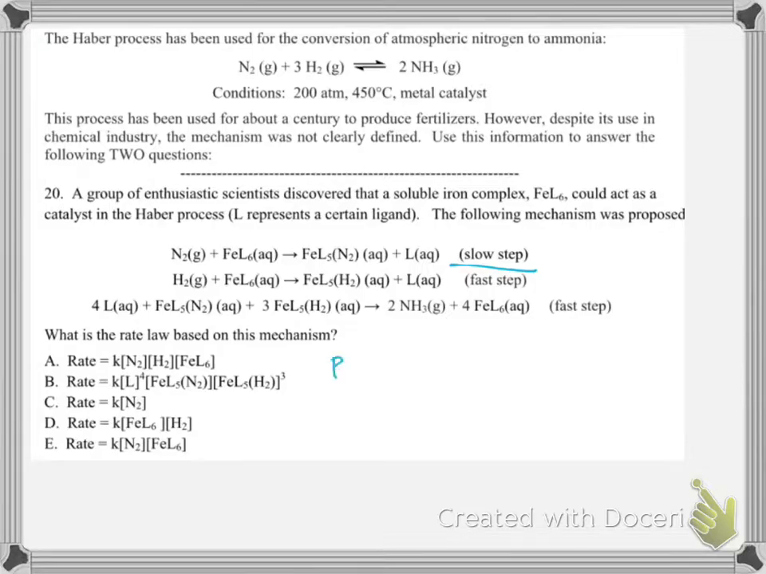We have rate is going to be equal to some k times the N2 concentration, just to the power of 1 because there's no coefficient, times the Fe(ligand)6 concentration. Okay. Because the first step was the slow step, this problem's actually really straightforward because we can leave our rate law in terms of things we're adding. And we're adding nitrogen and our catalyst. So we can just leave it like this. We don't have to do any replacements. So that's just E.